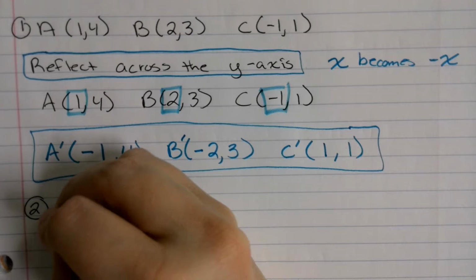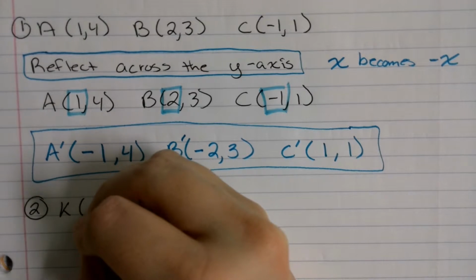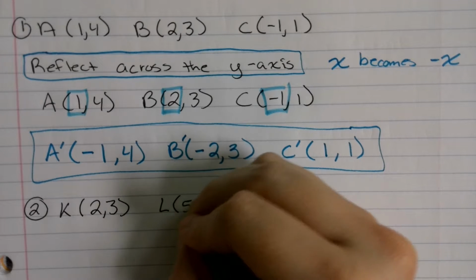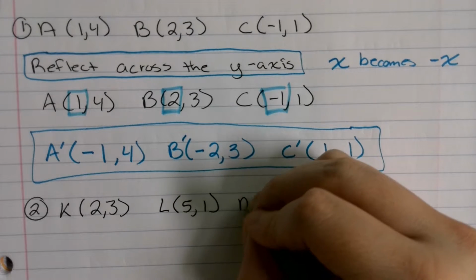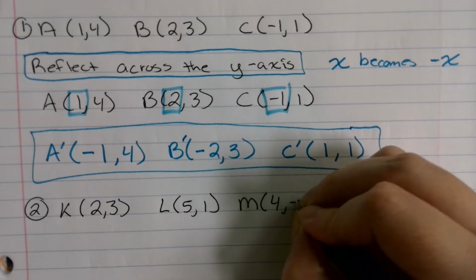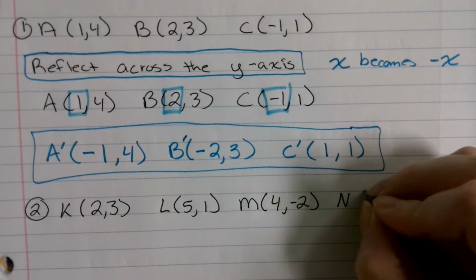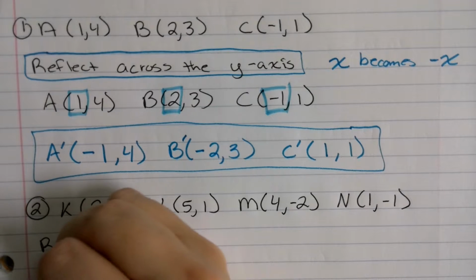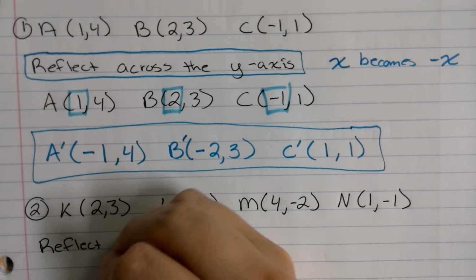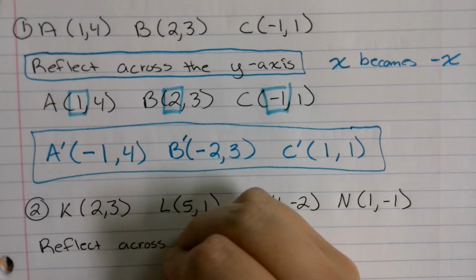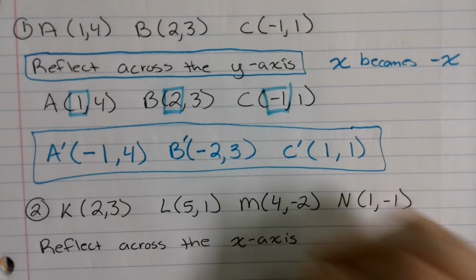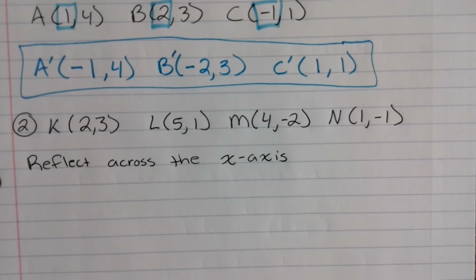Okay? So if we've got K at 2, 3, L at 5, 1, M at 4, negative 2, and N at 1, negative 1. And this time we're going to reflect across the x-axis. I want you guys to go ahead and do this one on your own.